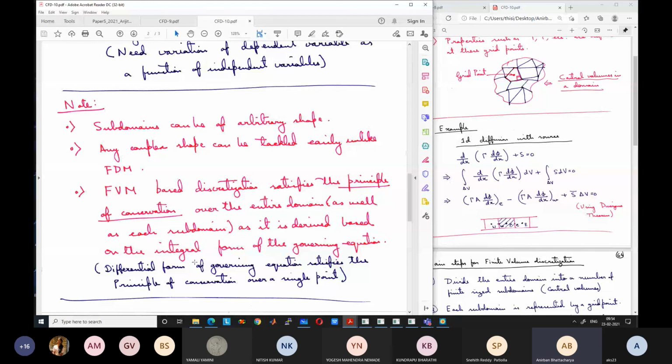If we have just used the differential form of the governing equation, it satisfies the principle of conservation over single points. So our conservation of properties will happen over single points. For any point you take, the property is conserved, because this is a conservation equation. So it gives us the property conservation over the single point. It will give you conservation of property over the next point. But over the entire domain, you cannot confirm that the mass or momentum or energy will be conserved. Unlike that, in finite volume, over the entire domain also it is conserved.